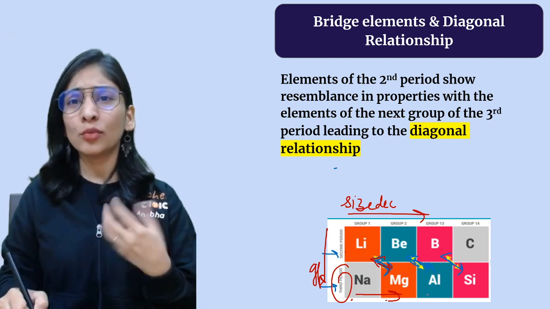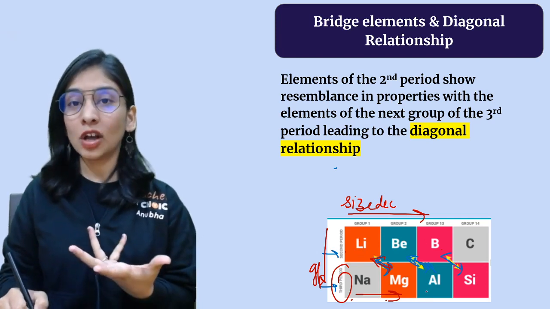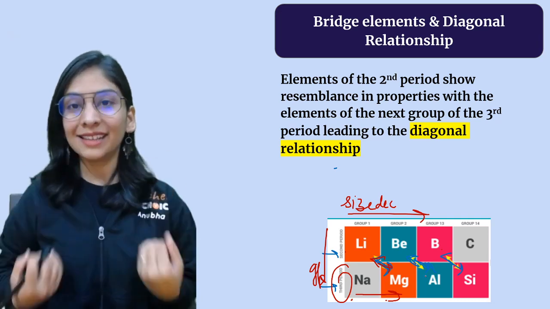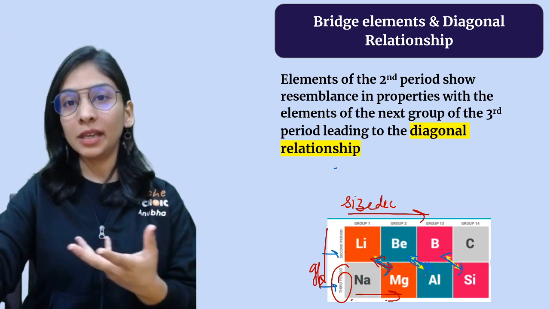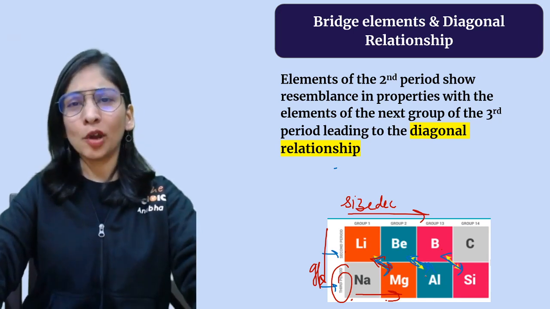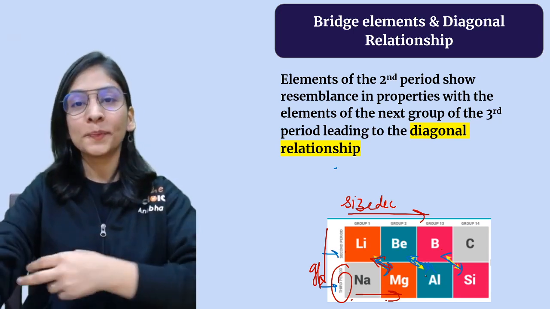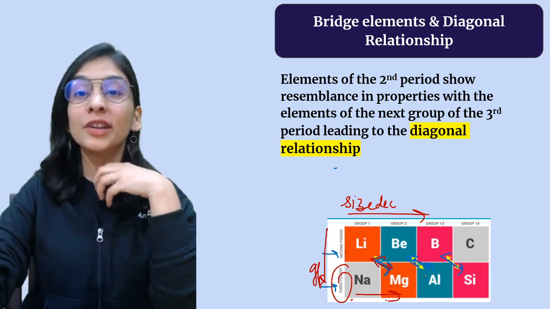Beryllium and aluminium both act as Lewis acids, because Lewis acids are the ones that can gain electrons, that accept a pair of electrons. Boron and silicon show semiconductor properties. So some of the properties match. So these are your bridge elements.